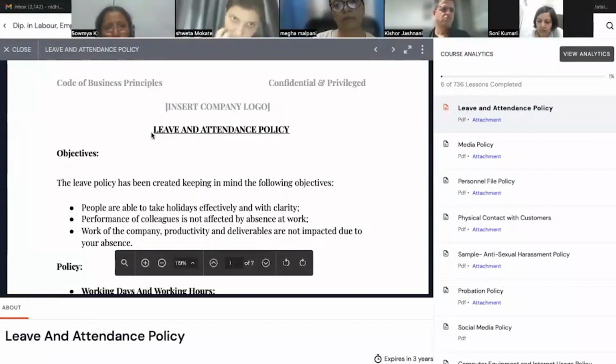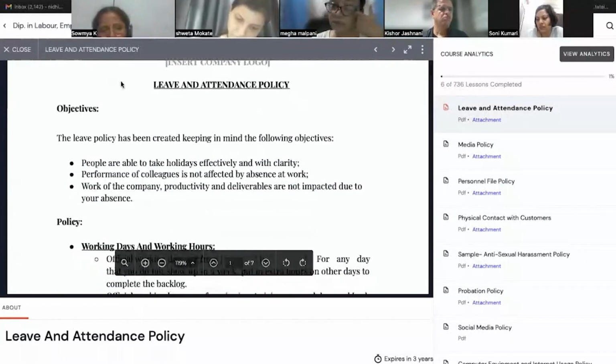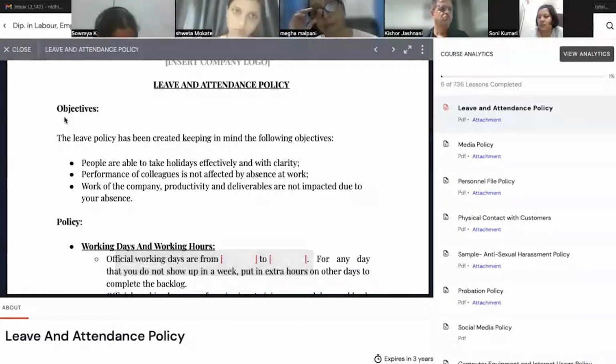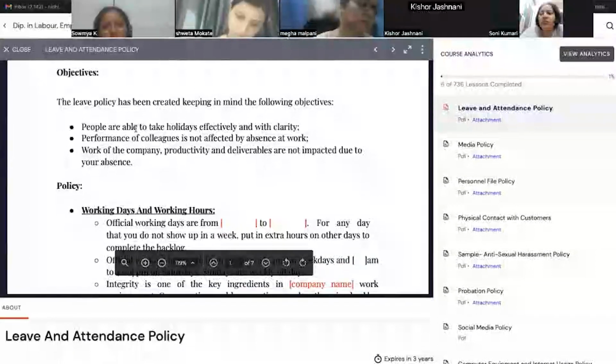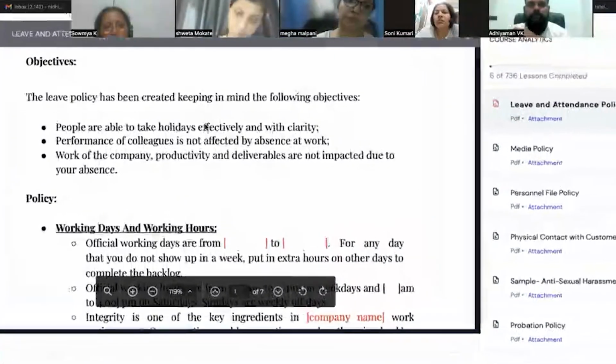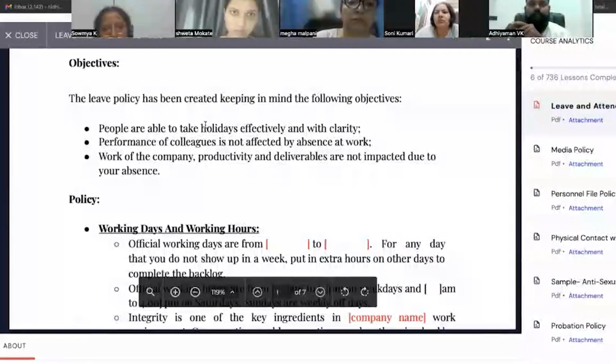Number two is that you give the title of the policy. So if I'm doing a leave and attendance policy, I will give the title of the policy, right? Start off by laying down objectives. Why are you making this specific policy for your organization? If you make the leave and attendance policy, why are we making it? So that people can take holidays effectively and with clarity, correct? That's why you have a leave and attendance policy in place.